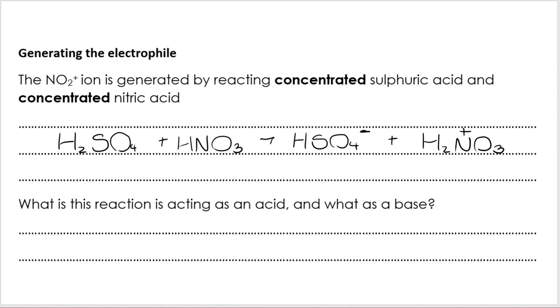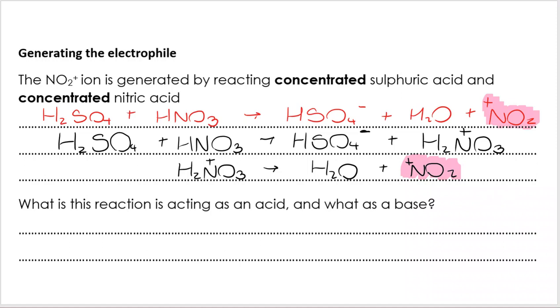The H2NO3+ is unstable, so that breaks down into H2O and NO2+, and we have got our electrophile. Now you can also see this alternatively as a one-step process, which I'm going to do in red. It simply combines those two equations. H2SO4 and HNO3, both concentrated, react to make HSO4-, H2O, and my NO2+ ion that can then attack my benzene.